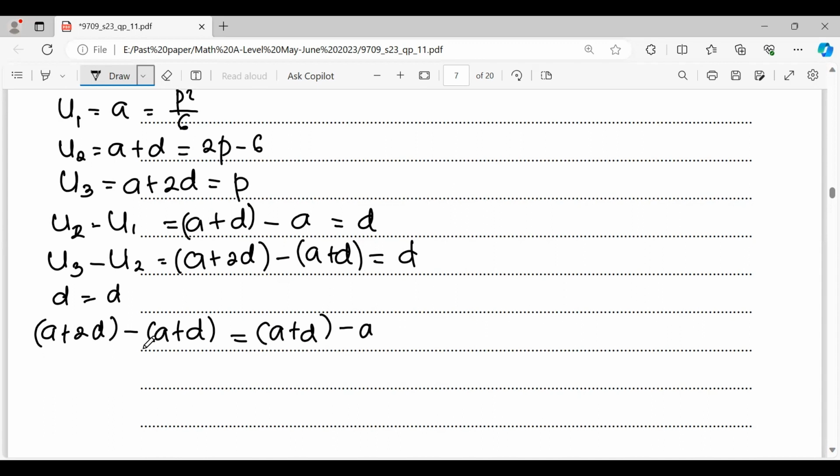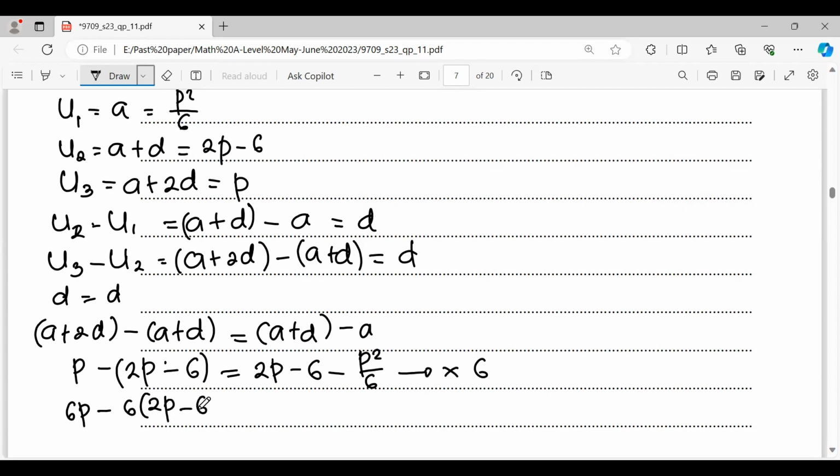Okay, so A plus 2D is one P. P minus A plus D, 2P minus 6, okay, equals A plus D. 2P minus 6 minus A, P squared over 6. Then multiply this equation by 6, so it becomes 6P minus 6 times 2P minus 6, 12P minus 36 minus P squared.